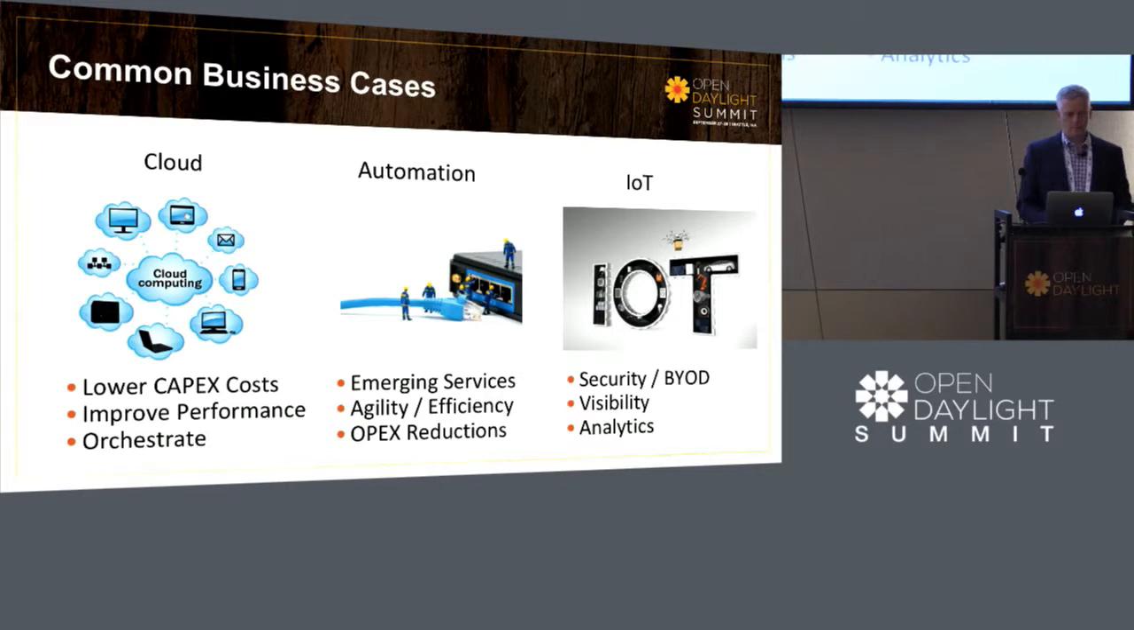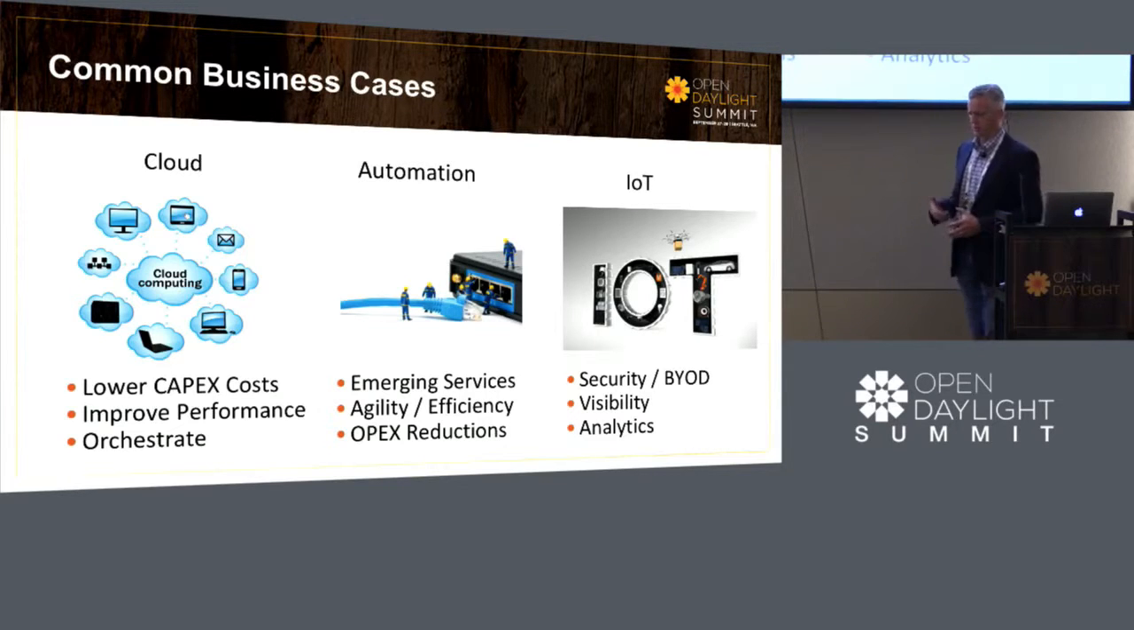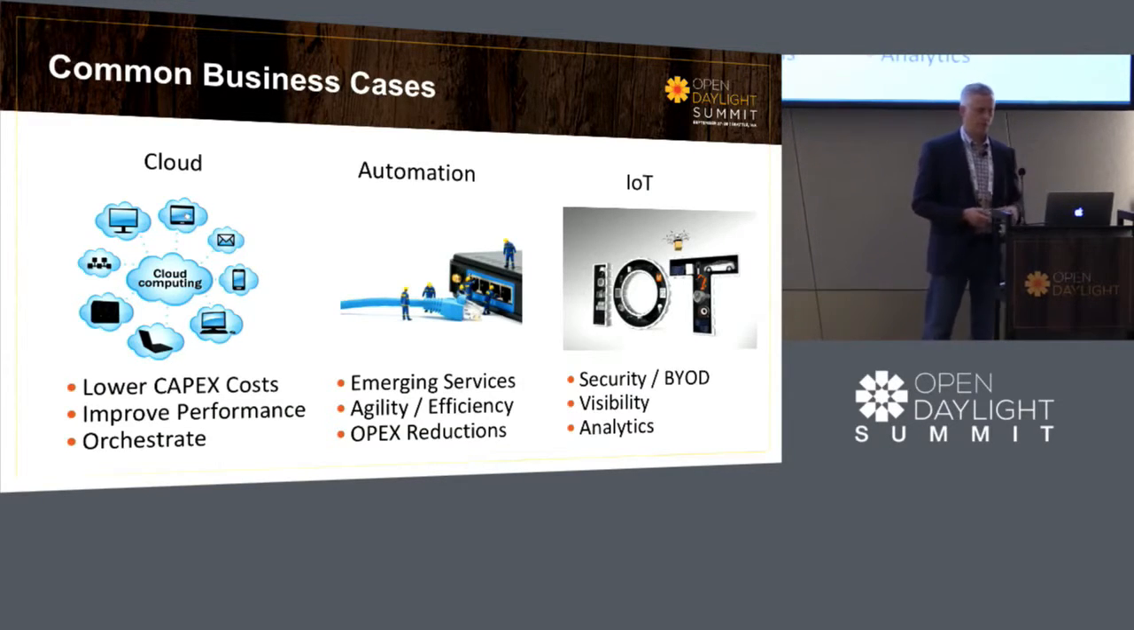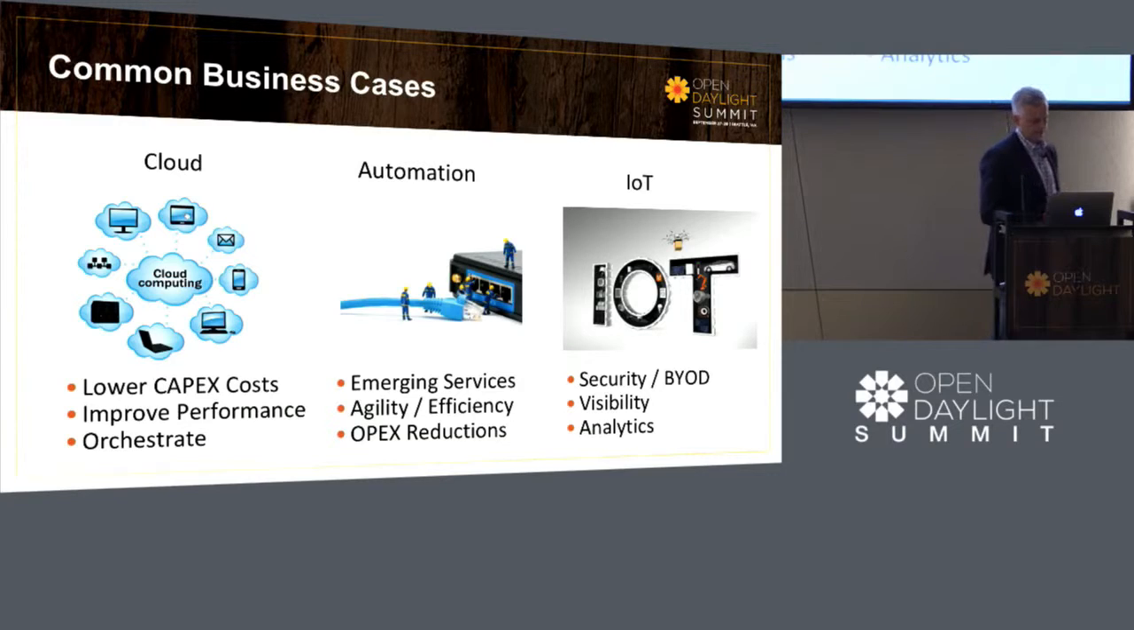Within cloud or OpenStack, if it's private cloud, it's lower CapEx costs, improved performance, and orchestration. Automation is a big one that doesn't necessarily have to be tied to cloud, but it could be. There's a significant amount of emerging services, but really it's mostly about agility and elasticity and being able to do things in a self-service way, either from an end user perspective or a network DevOps team perspective. And that results in OpEx reductions.